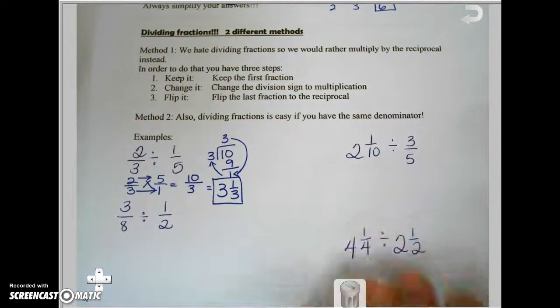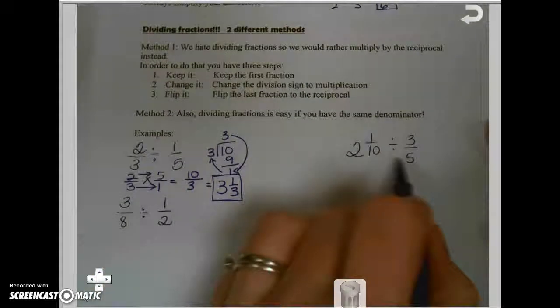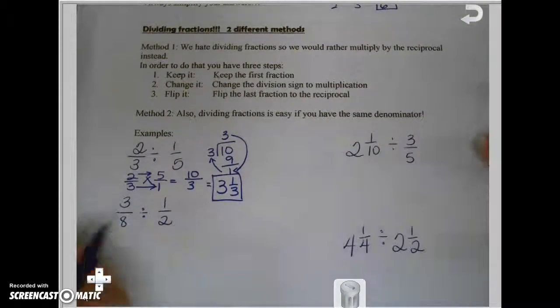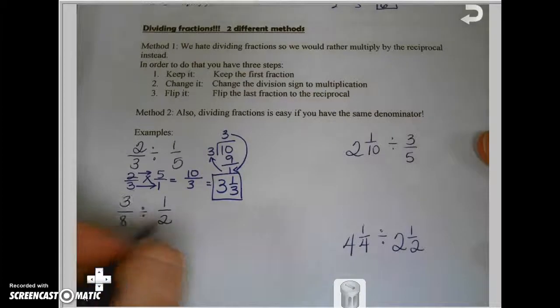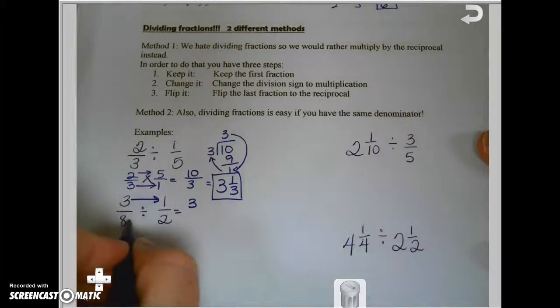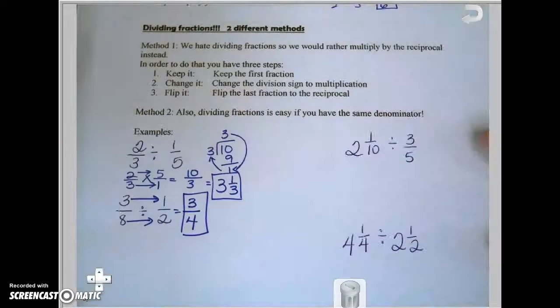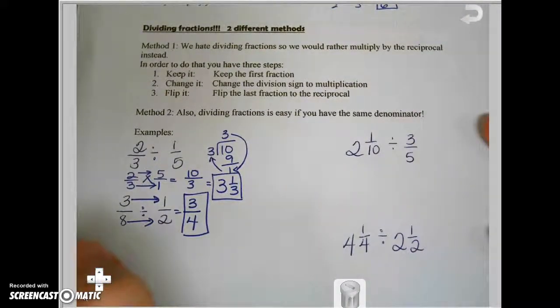Okay, same thing here, I'm sorry. I'm not ready for this problem over here yet. I'm going to go to 3/8 divided by 1/2. So here, this one's a little nicer because I can just divide it. 3 divided by 1 is 3. 8 divided by 2 is 4. So sometimes simple division is going to be in your favor and it will work.